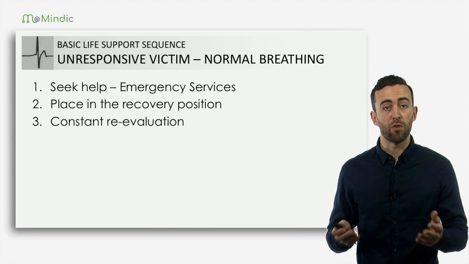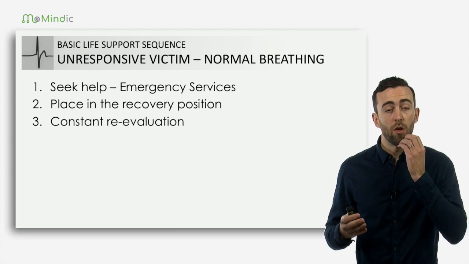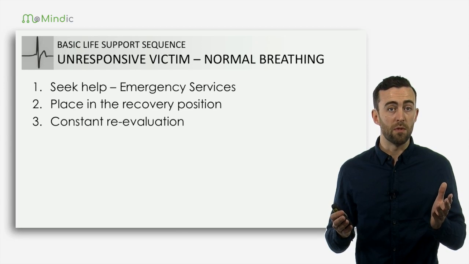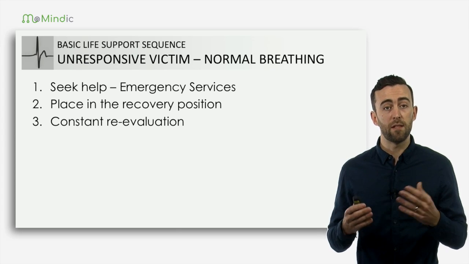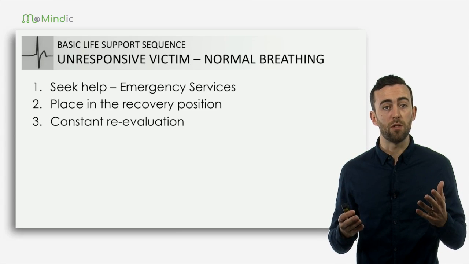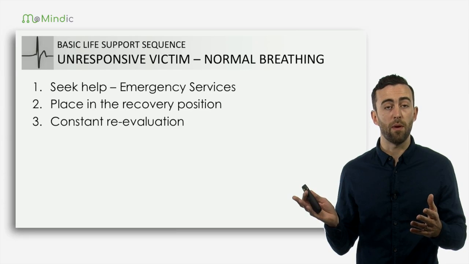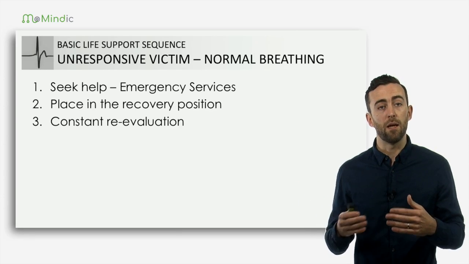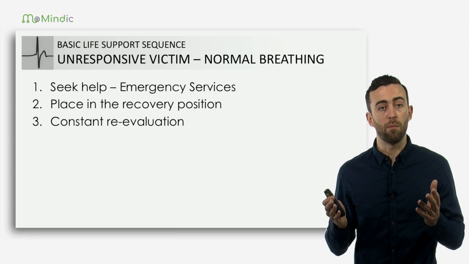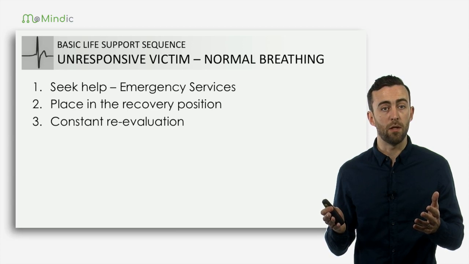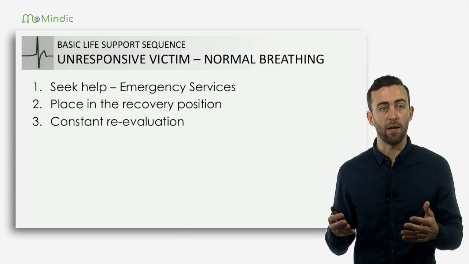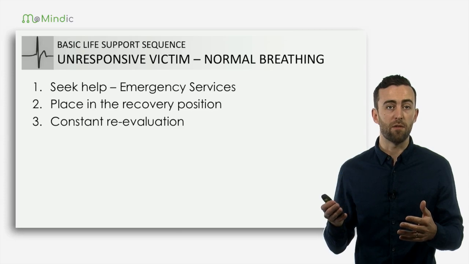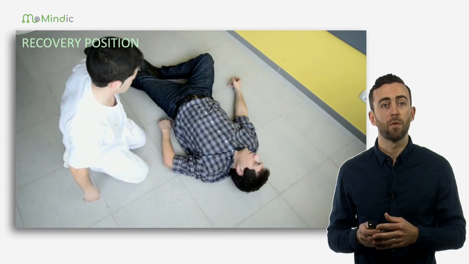So if our patient is unresponsive, but they are breathing, again, the first thing we should always do is seek help, so a call to the emergency medical services. In this situation, however, we should place the patient in the recovery position, and we will describe how we do this shortly. And again, just because they are breathing normally doesn't mean that their breathing will remain adequate, and it can change at any point. So we should always constantly reevaluate the situation and see if the patient's breathing is adequate.